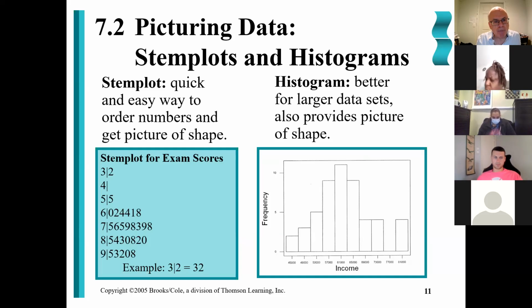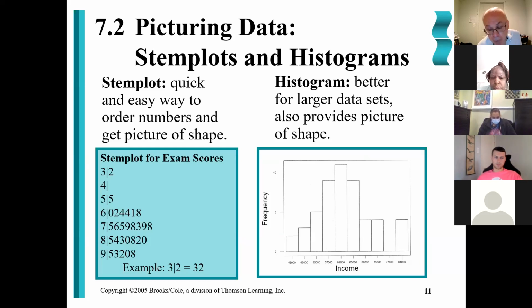Now, the advantage of the stem plot is that you can see the shape of the distribution if you drew a curve around all the numbers. But you can also see all the numbers. You can see every number in the data set, right? And that's one of the big advantages of that.